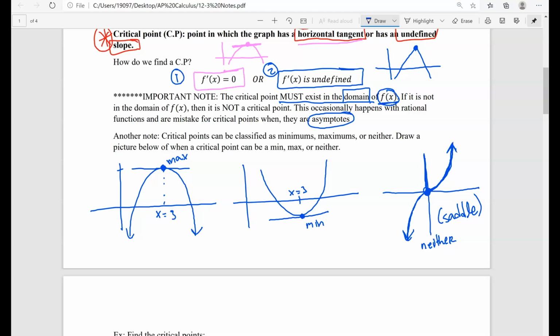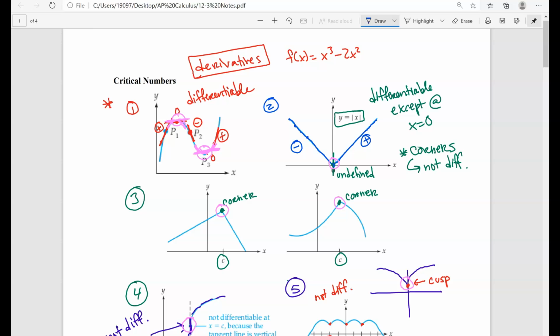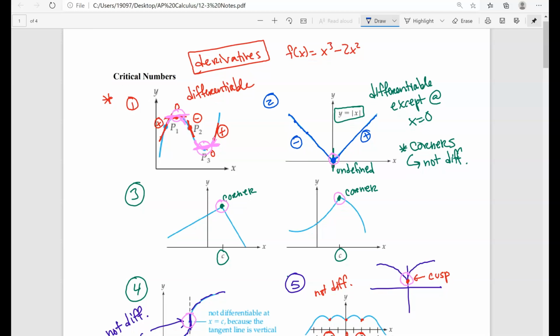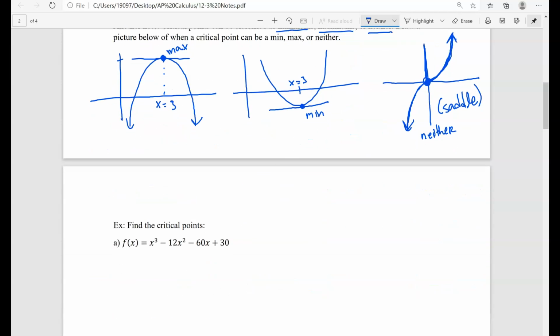Okay, so that's what we have there. So this would be a really good example of what maximums, minimums, or neither would look like. And obviously a maximum and a minimum can also have a corner. If you look back at the absolute value, even though we had something that was not differentiable, the derivative was undefined here, we still have a maximum or a minimum. So you have to not only look at just the horizontal tangents, you also have to look at wherever it's undefined.